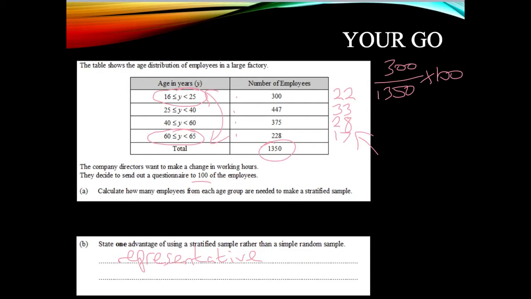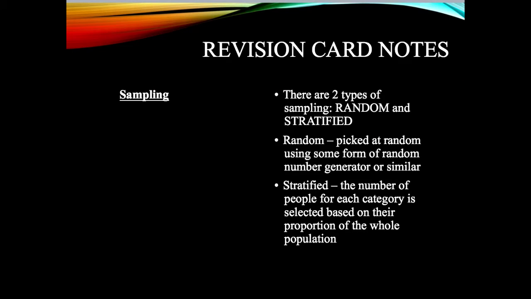So they've got the right number of people, maybe either from ages or from genders, so that the sample isn't biased. So representative to prevent bias.